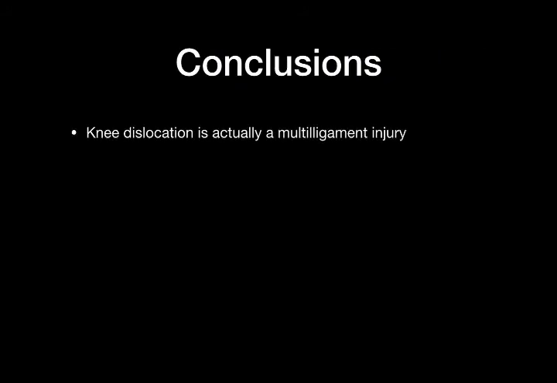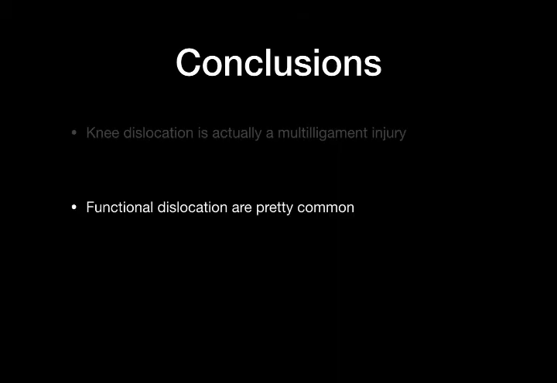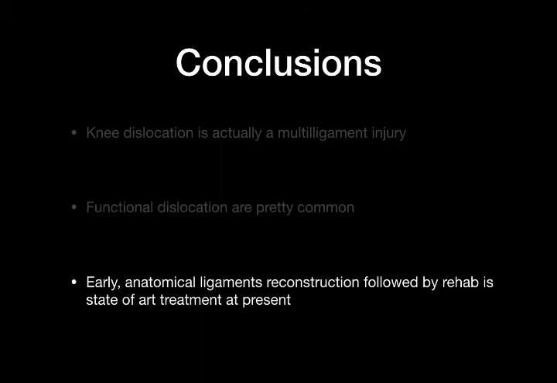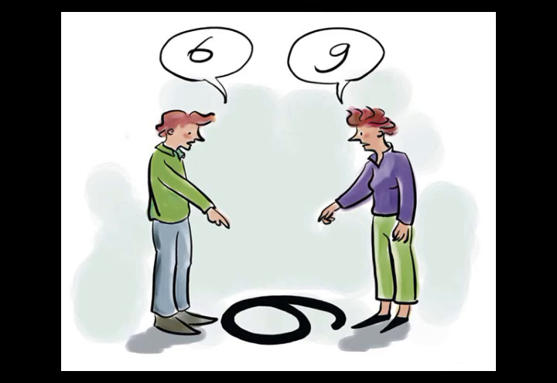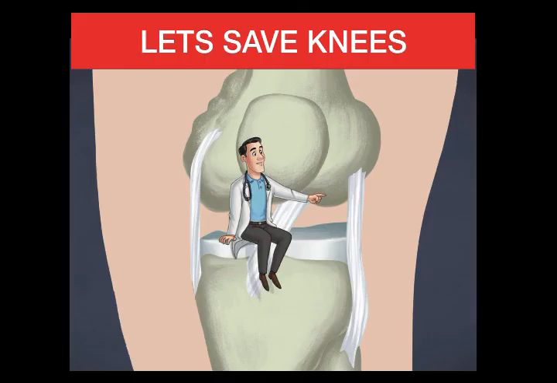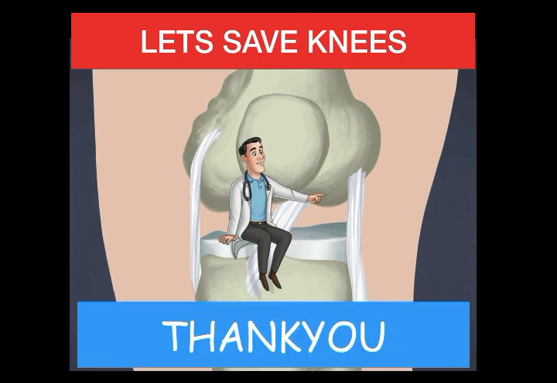So, conclusions: knee dislocation is actually a multi-ligament injury. Functional dislocations are pretty common. We should be very careful to rule them out when we see isolated PCL or PLC injuries. And early anatomical ligament reconstruction followed by rehab is the state-of-the-art treatment at present. So this might be the time to change our perception of knee dislocation. Knee dislocation is not a bony injury, it is a ligamentous injury. So let's save knees, and thank you.